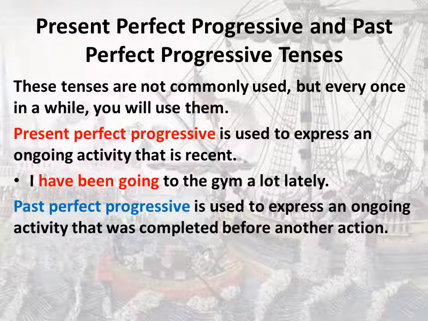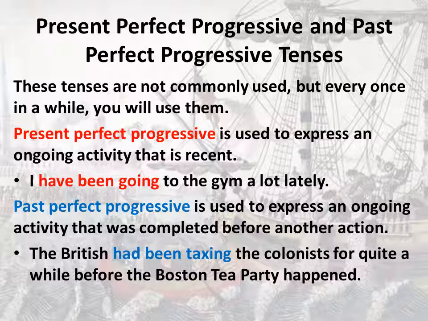The past perfect progressive is used to express an ongoing activity that was completed before another action. So remember, for the perfect tense in the past, it's one past action relative to another. And now we have the same thing with the past perfect progressive. The British had been taxing the colonists for quite a while before the Boston Tea Party happened. Here we have for quite a while to show the extent of the verb.